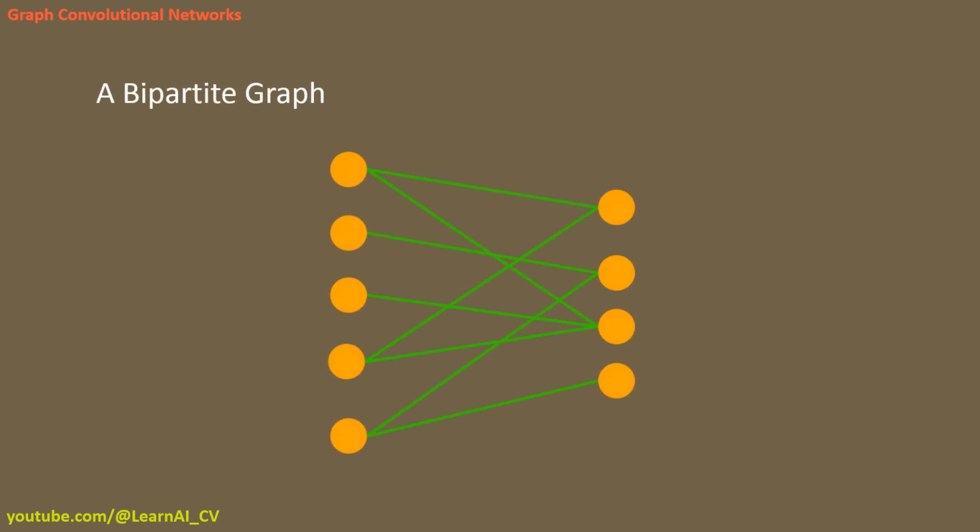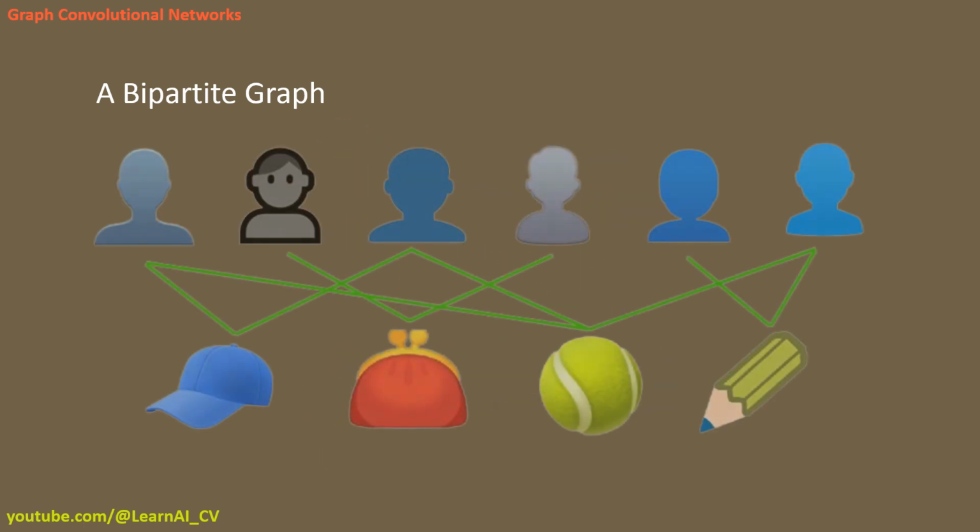A bipartite graph is a graph whose nodes can be divided into two disjoint sets X and Y such that every edge connects a vertex in X to one in Y. For example, in an e-commerce graph, the users and the products are two disjoint sets, and there is no edge between two users or two products.